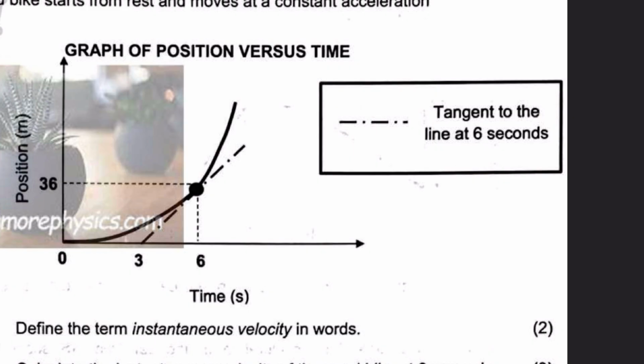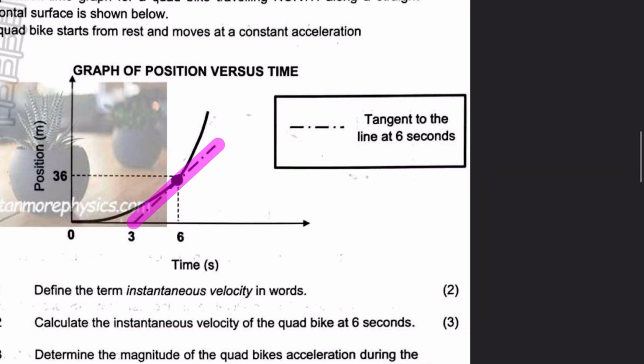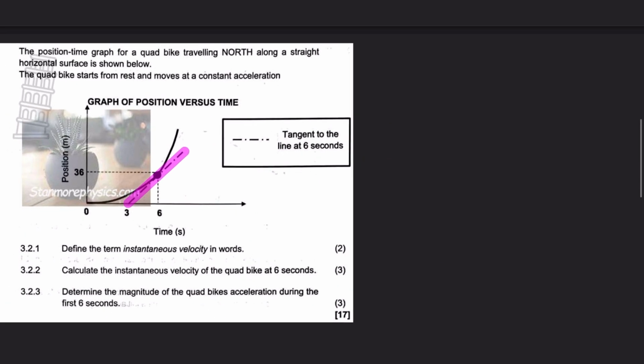So we want the gradient at this point. And what they've done for us is they've drawn a tangent line. Now that tangent line touches the curve at that point that we're interested in. So what we can do is we can work out the gradient of that tangent line, and that would be the gradient at that point. All right. So we work out the gradient of the tangent, and that's going to represent the instantaneous velocity.